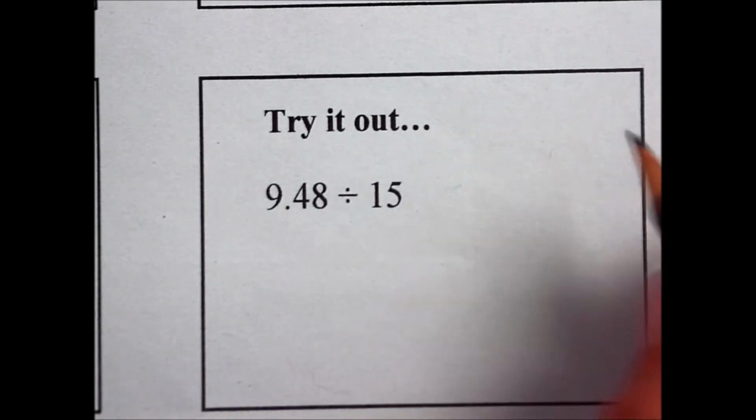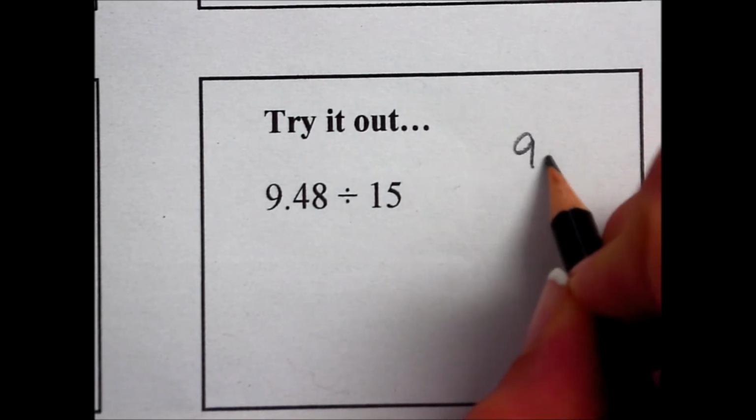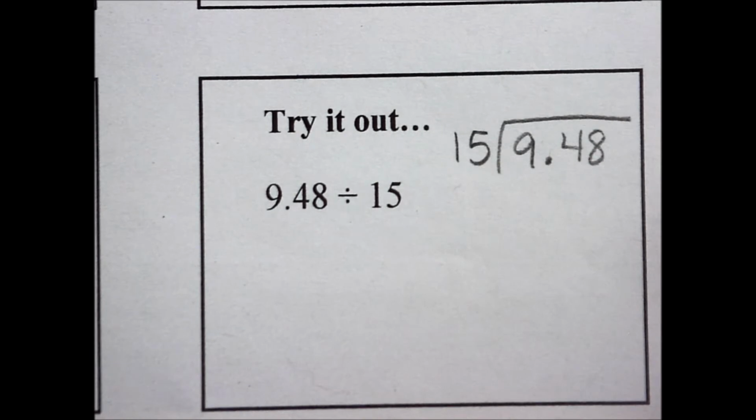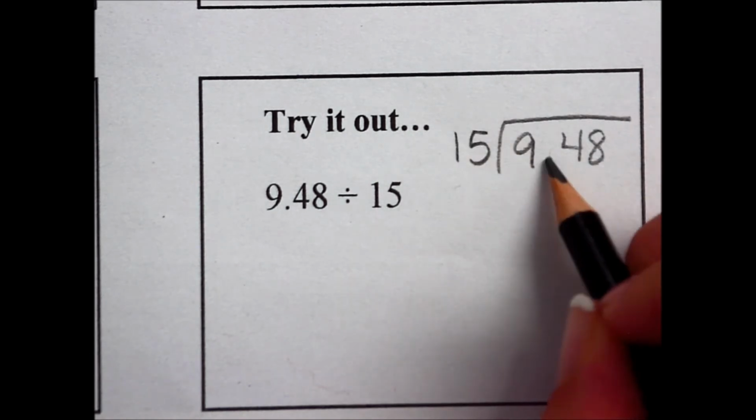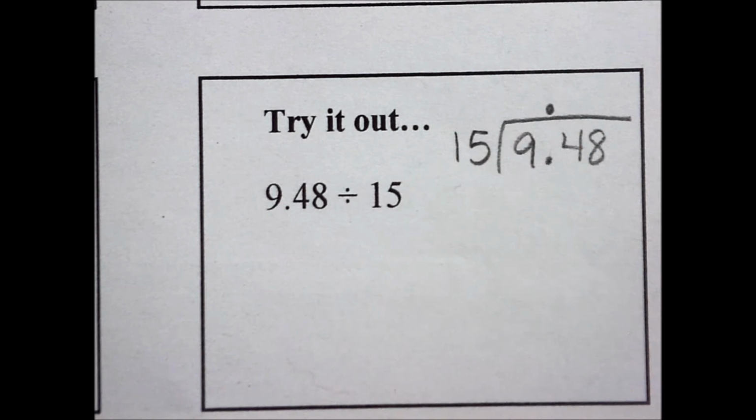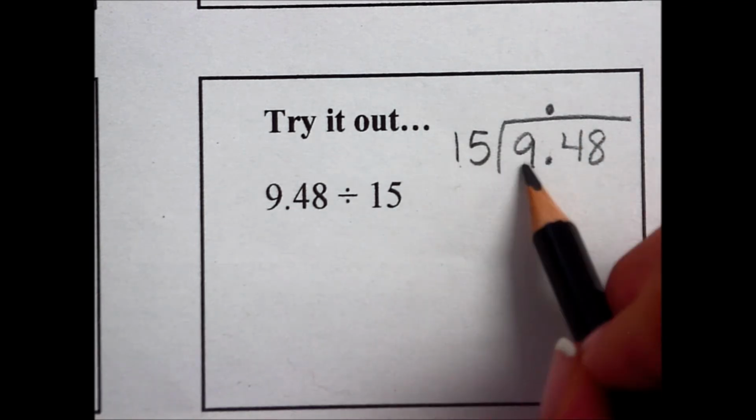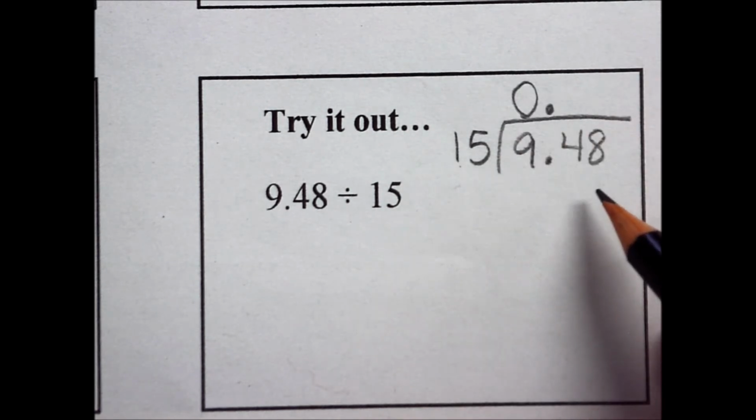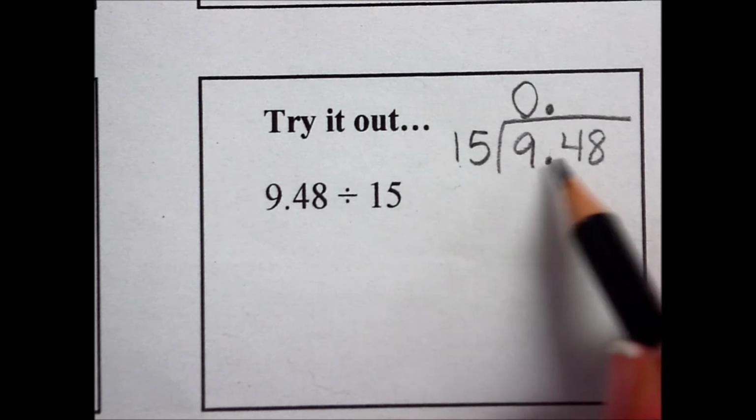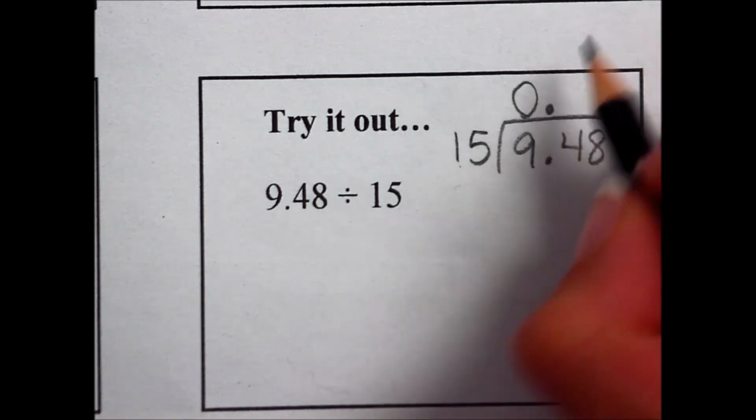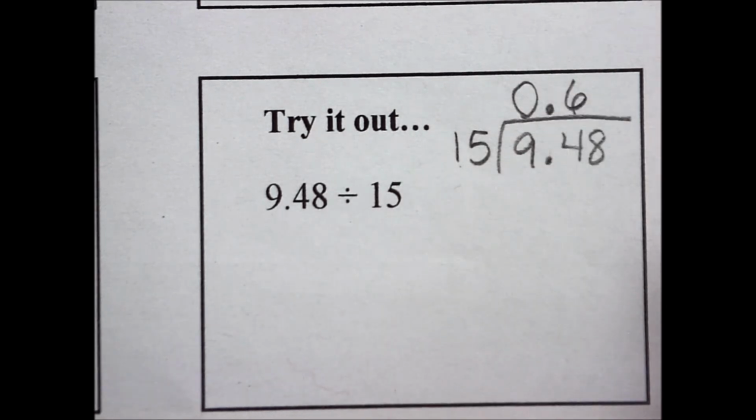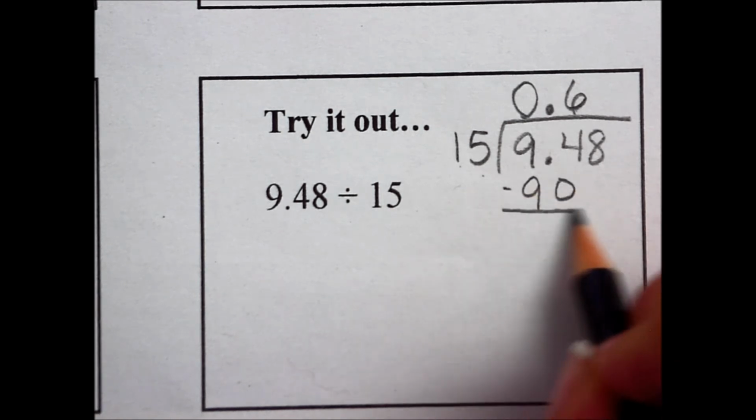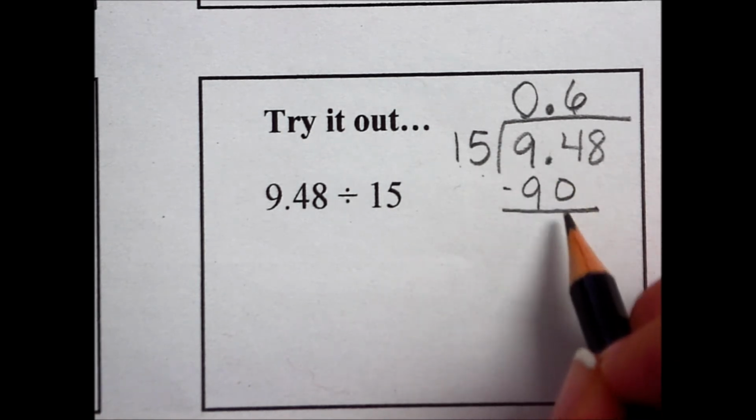Now let's try it out. All right, in our first problem, we have 9 48/100 divided by 15. Don't have a decimal out here, so then I will place my decimal in the answer. All right, 15 will not go into 9. So I'm going to use a 0 to hold that place because it is in the whole number place value. All right, so now we'll take 15 into 94. 15 will go into 94 6 times. 6 times 15 is 90. Subtract. 94 minus 90 is 4.